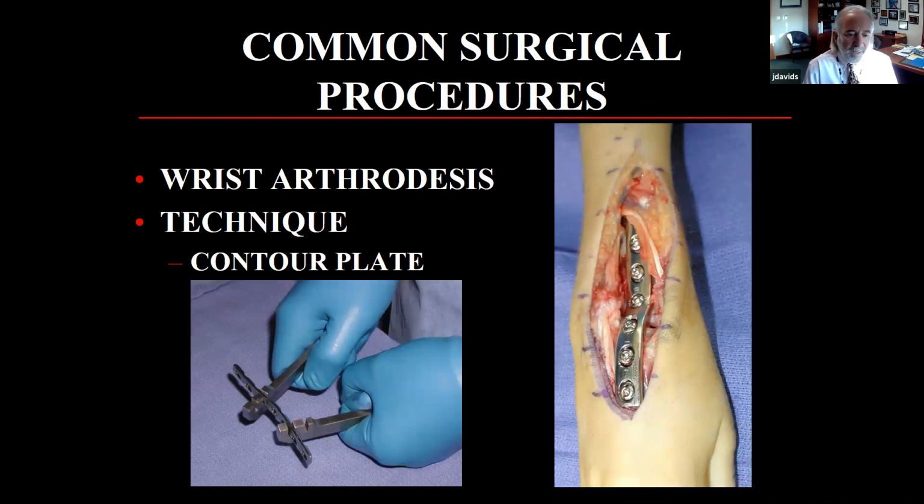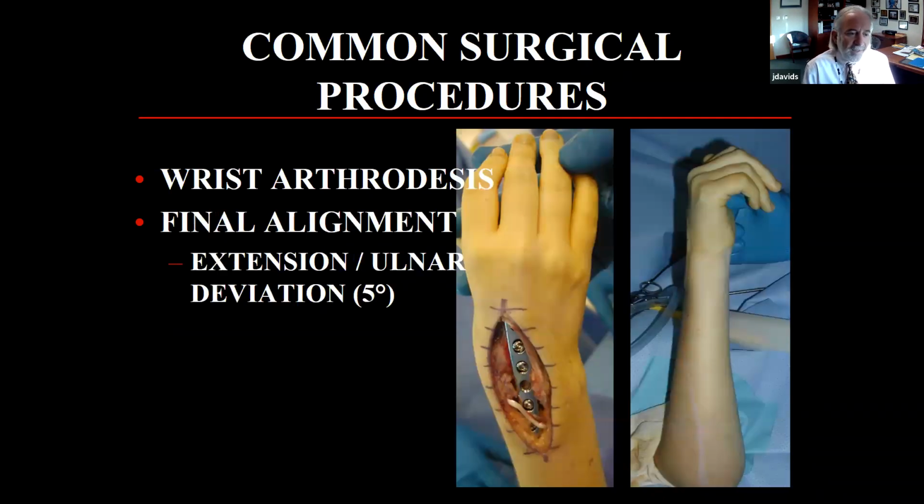There are a variety of implants that can be used. The least expensive is a simple compression plate, which has to be contoured. There are pre-contoured plates that exist, and plates that use smaller screws distally than proximally all work quite well. The final position that I like is with the wrist slightly extended and slightly ulnarly deviated. I think this is the most natural looking position.